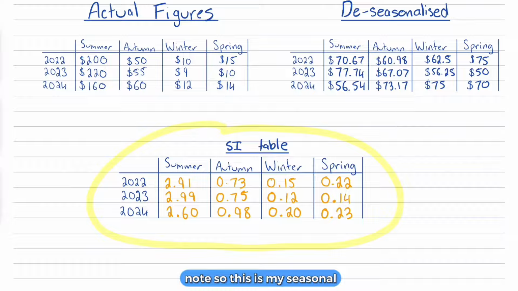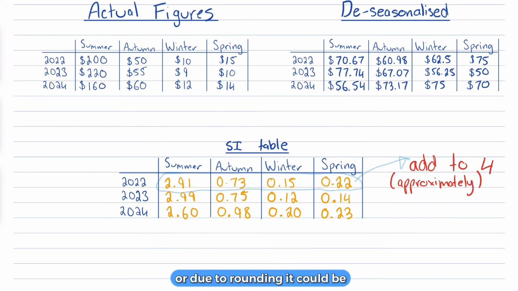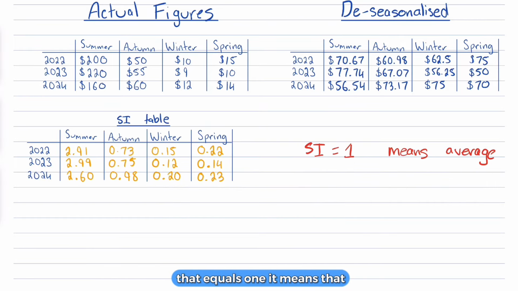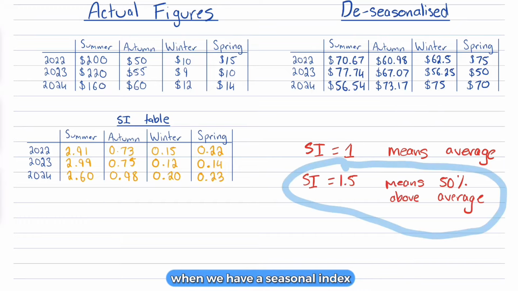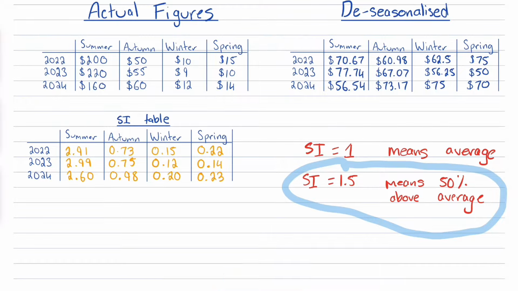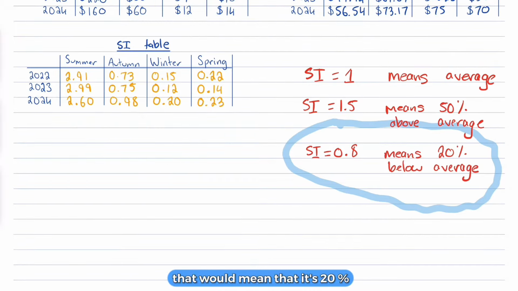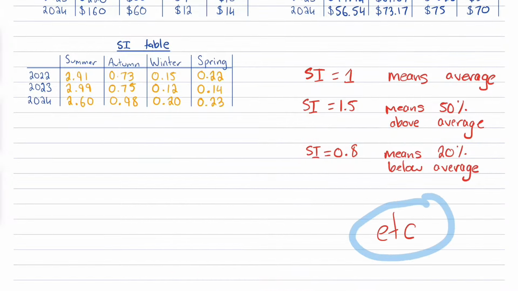So this is my seasonal index table from before. It's really important to note that for each year level, when you add up the seasonal indices, it should add to 4, or due to rounding, it could be 4.01 or 3.99. And another thing to notice is that if the seasonal index equals 1, it means that it's an average for that year. When we have a seasonal index of 1.5, that means that it's 50% above average. And if we have a seasonal index of 0.8, that would mean that it's 20% below average, etc.